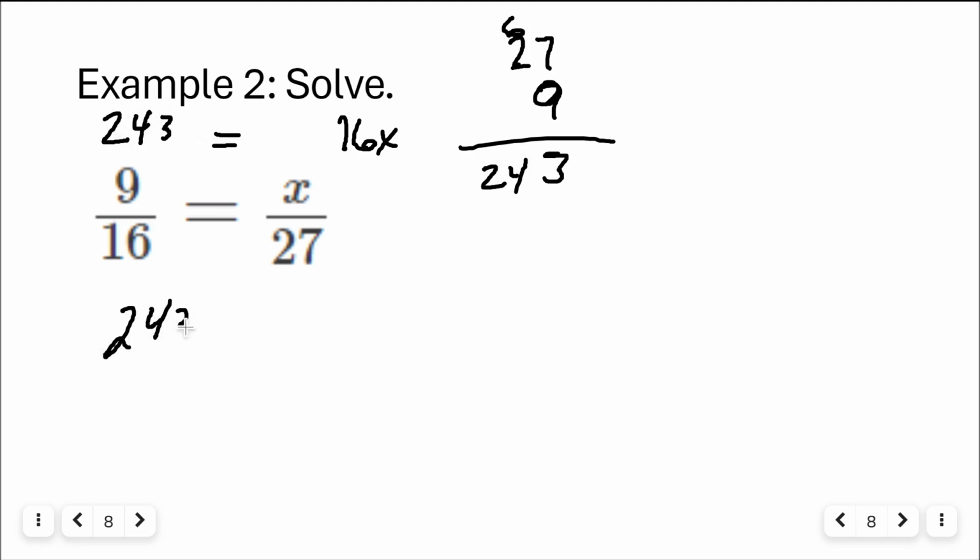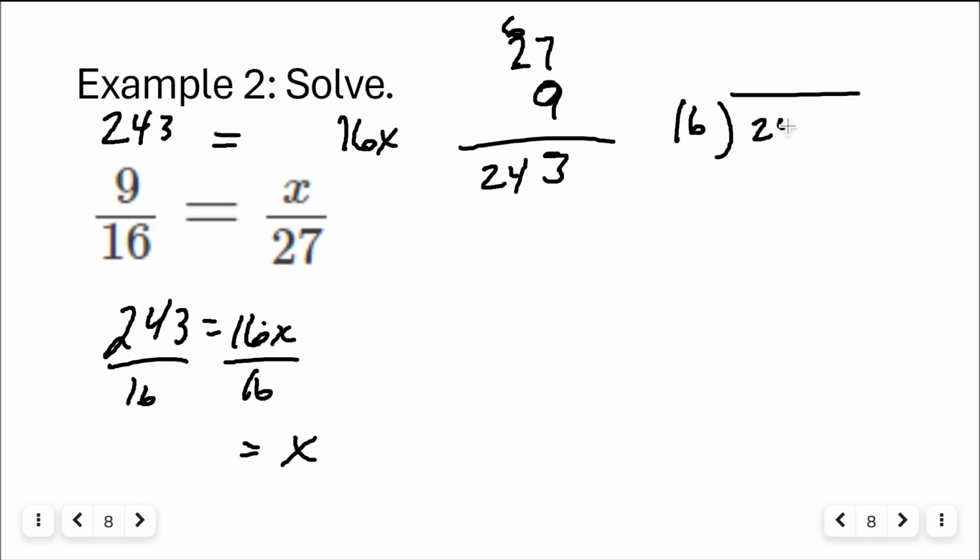So 243 has to equal 16x. Now, hopefully you remember to solve for x. It's 16 times x. You're going to have to divide both sides by 16. We're going to have to do some math here. 16 goes into 243. I don't know if it goes in even. We're going to find out. And I don't think so.